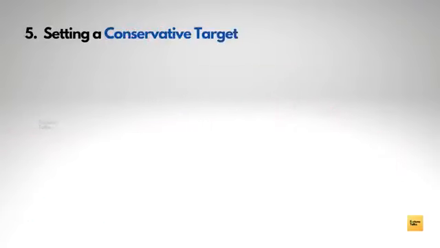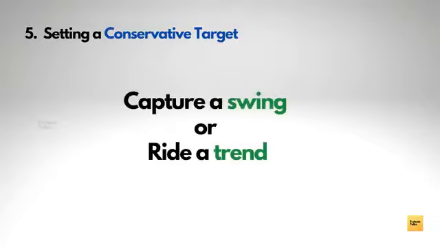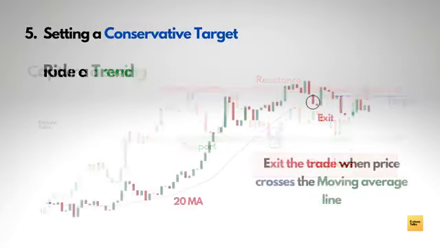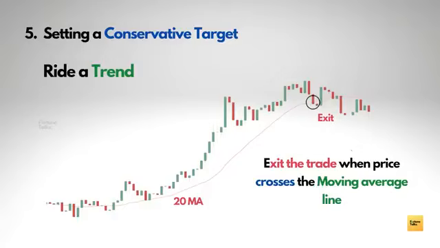And the final point to consider is to set a conservative profit target. Now your exits depend on your goals. So what do you want to accomplish? Either you can capture a swing or ride a trend. If you want to capture a swing, then you can exit the trades before the opposing pressure comes in. For example, if you are long in the market, then you want to exit your trade before the next resistance level or the swing high where the sellers can come in. On the other hand, if you want to ride a trend, then you can trail your stop loss as the market moves in your favor. For example, you can trail your stop loss using a 20 moving average.